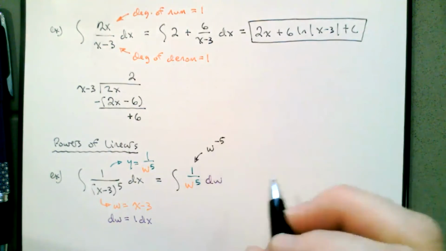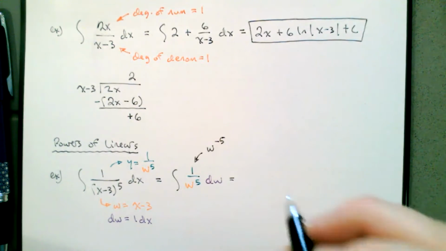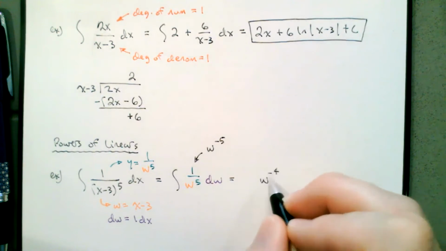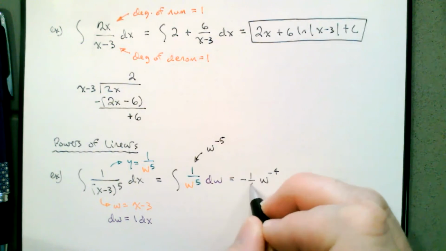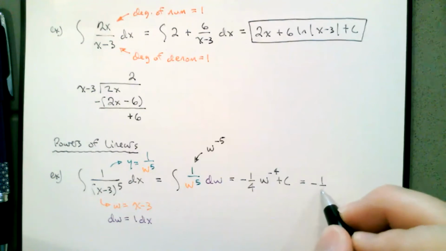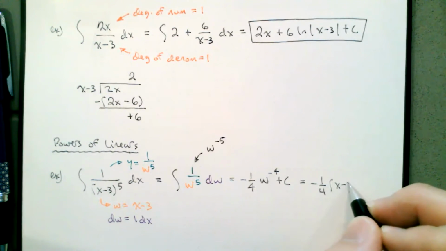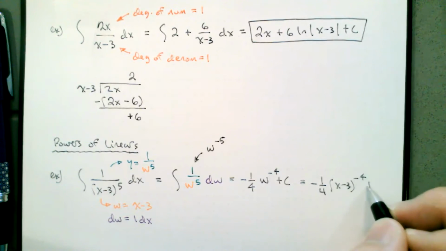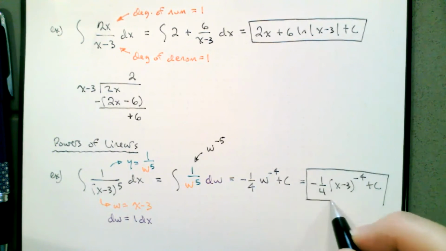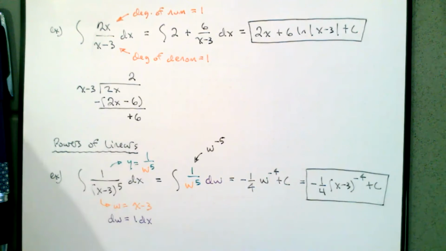So to integrate, we add 1 to the exponent and divide by the new exponent. -5 plus 1 is -4, and we divide by the -4. So we get -1/4 times x minus 3 to the -4 plus c. So if we get powers of linear functions or powers of linear polynomials, we do the same thing.